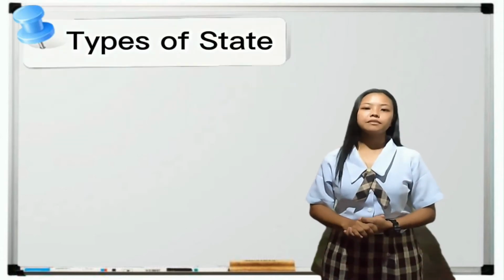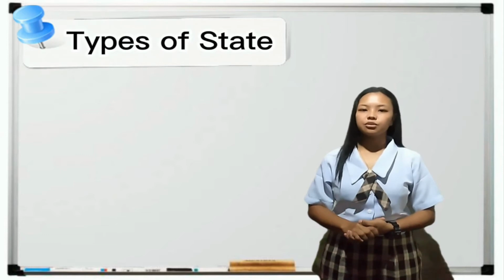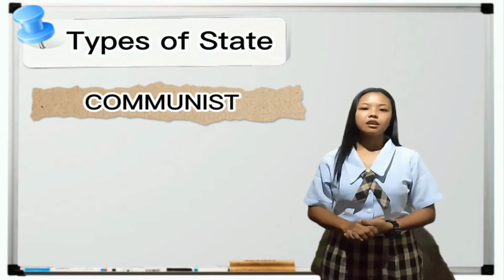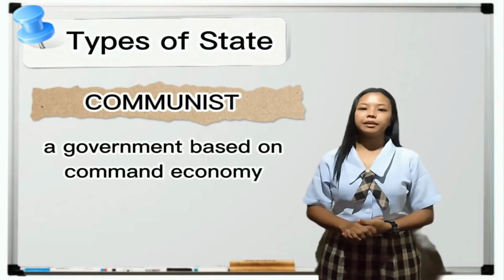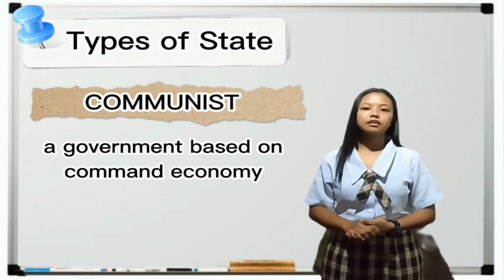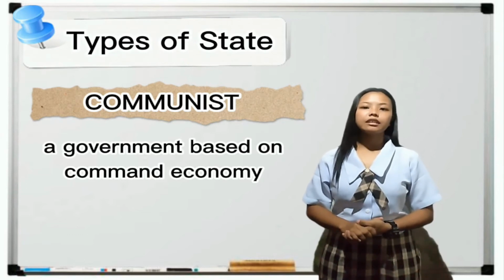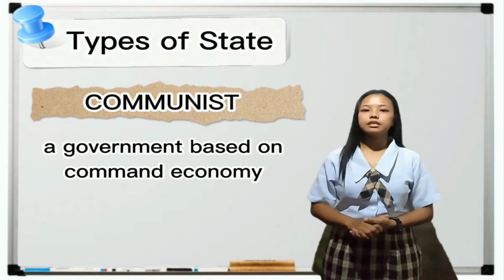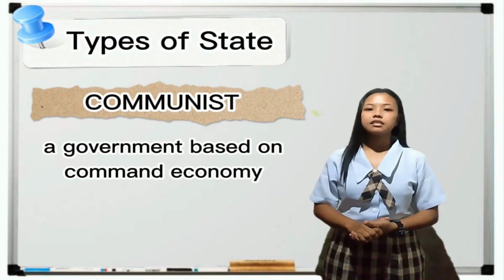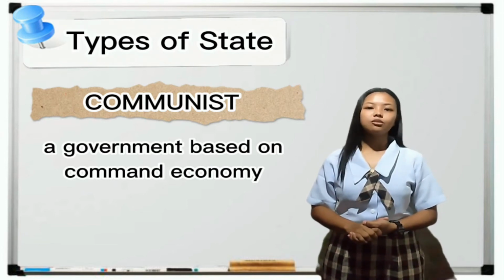There are two major types of state or social institutions. One, the communist, which is based on a command economy. It is governed by the government alone. Private companies or individuals doing business are not allowed, and thus people have no opportunity to choose because the government decides what is best for its own citizens.